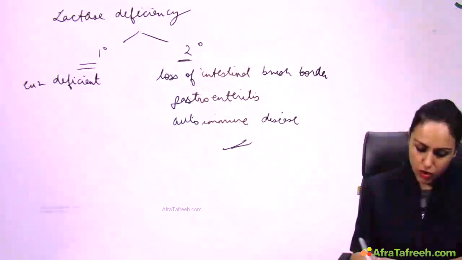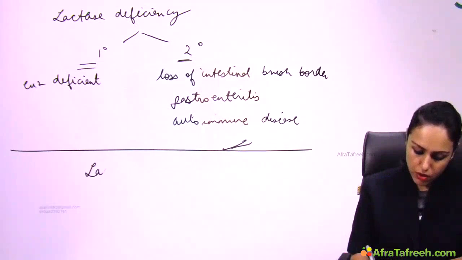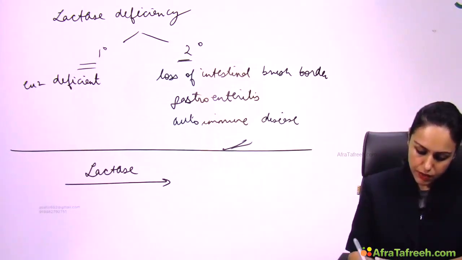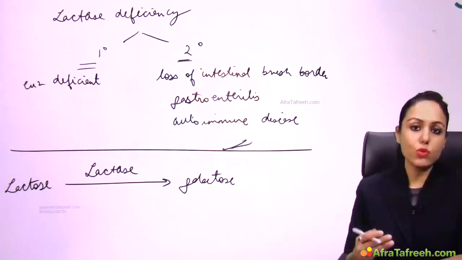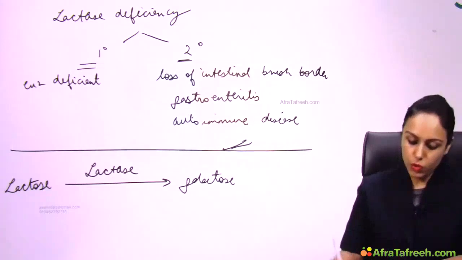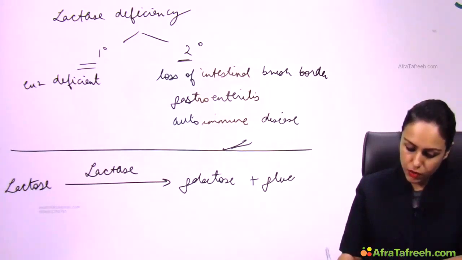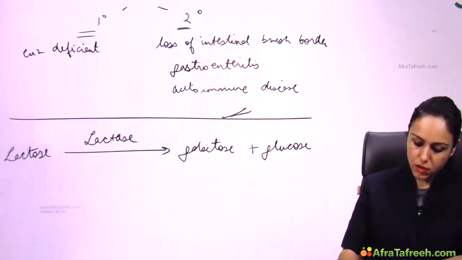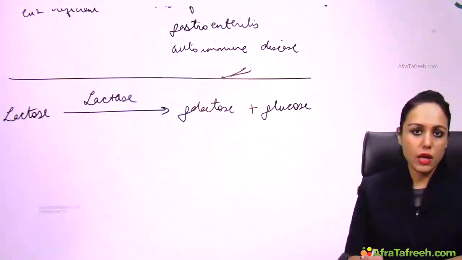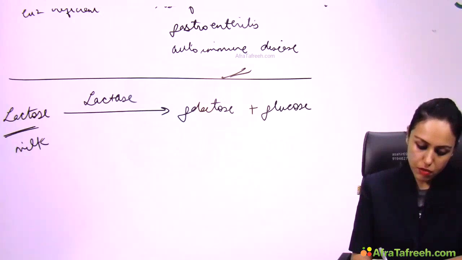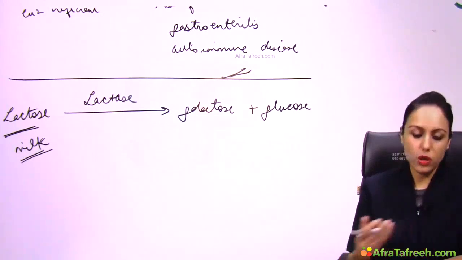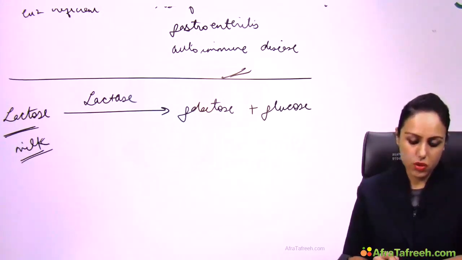So in lactose intolerance, the lactase enzyme is not there. This enzyme lactase breaks down lactose into two monosaccharides. You know, lactose is a disaccharide made up of two monosaccharides, galactose and glucose. In the intestine, this enzyme is present in the intestinal brush border and it can break down lactose. Lactose is present in milk and milk products, so that can be broken down to galactose and glucose, right?